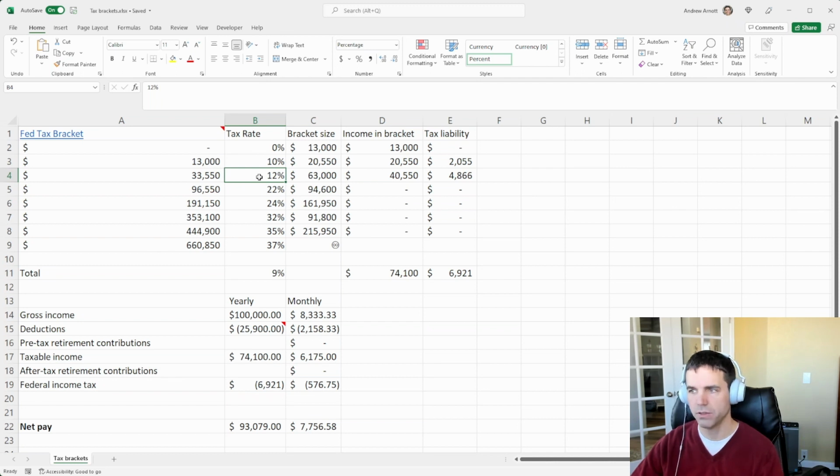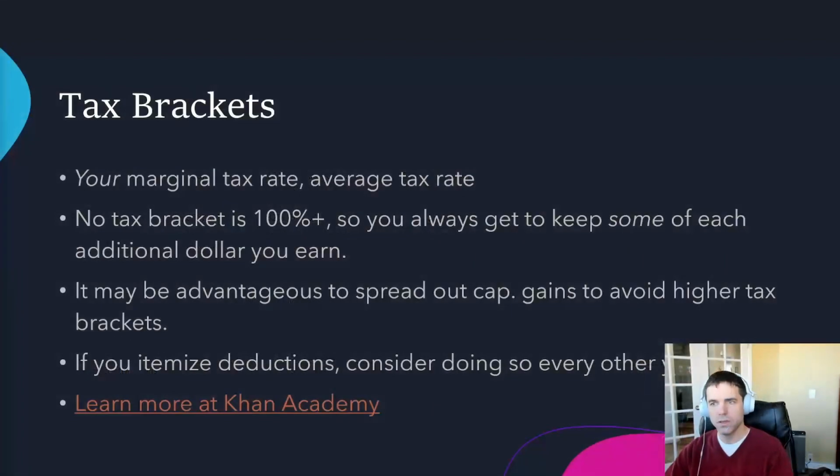So every additional dollar you earn is taxed at 12 cents per dollar. On average, for all of your taxable income, you've paid 9 cents per dollar for federal income tax. Okay? Now, I want you to notice that no tax bracket was 100%. So you always get to keep some of each additional dollar you earn.